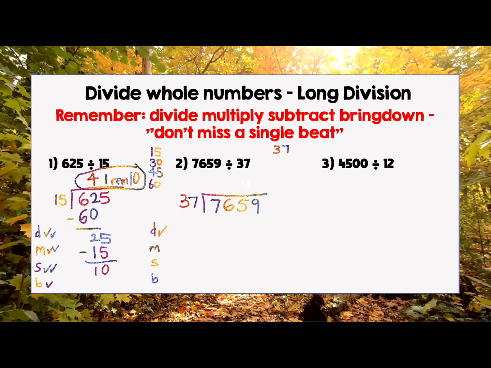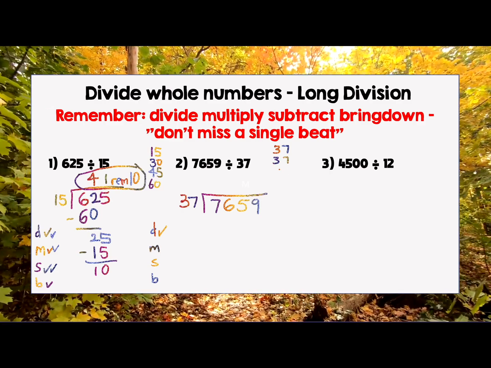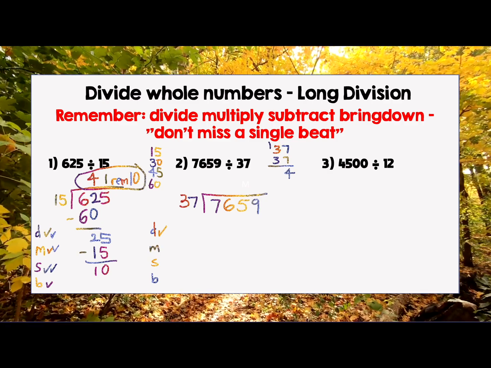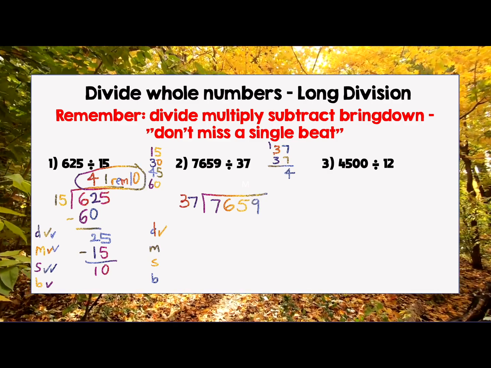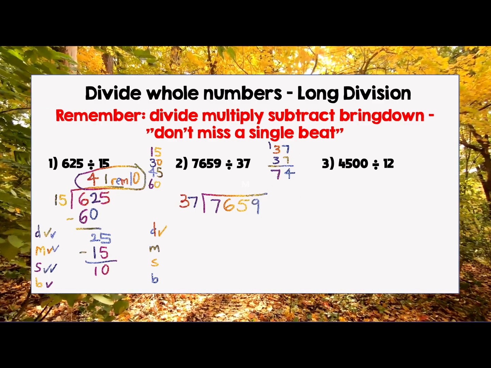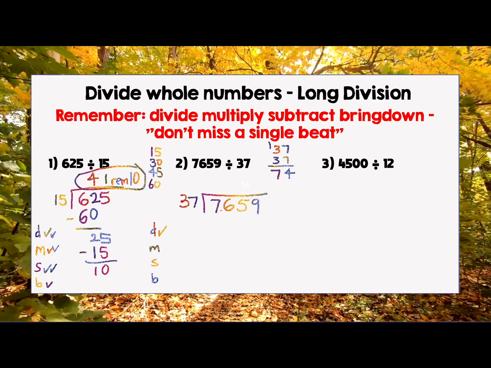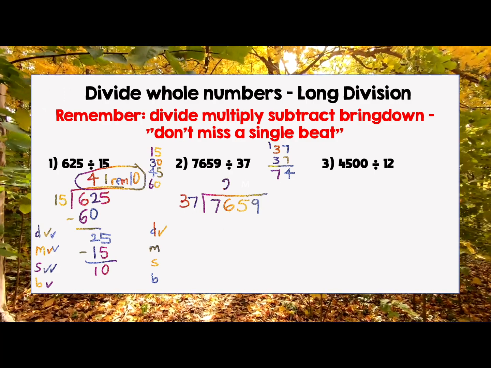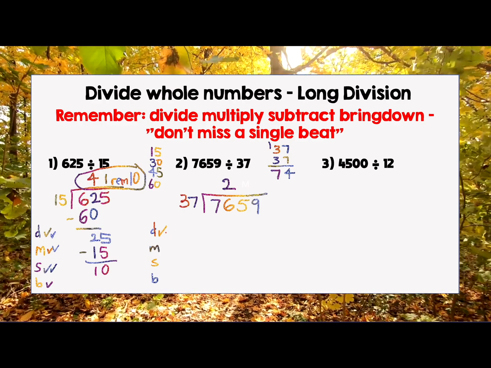So that's one 37, another 37 would make it 7 plus 7 is 14, carry 1, and then 3 plus 3 is 6, plus the 1 is 7. So we can see that we can get two 37s out of this number 76. So we write 2 here, and so we've done the divide part.